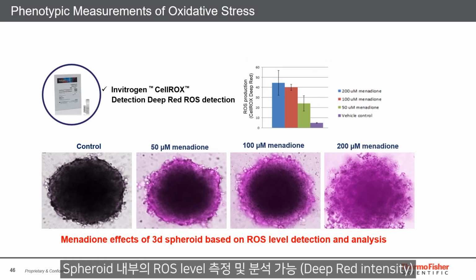The third one is detection of ROS level in spheroid. We used CellROX DeepRed. This DeepRed is very sensitive to ROS level and very stable, maintaining fluorescence longer than any previous ROS detection dye. We can measure the ROS level fluorescence signals after treating with Menadione and measure this fluorescence intensity according to Menadione dose.